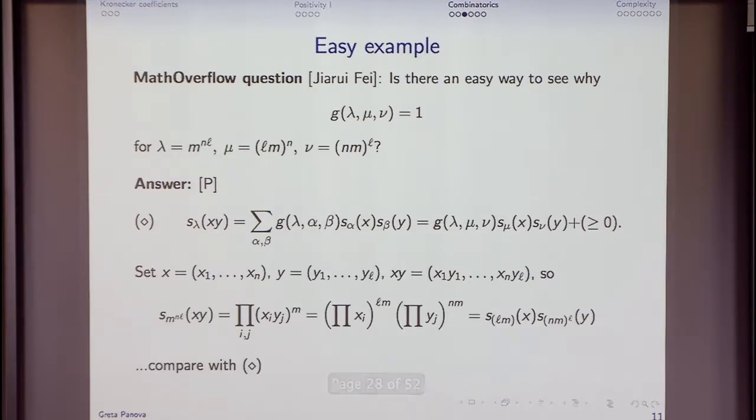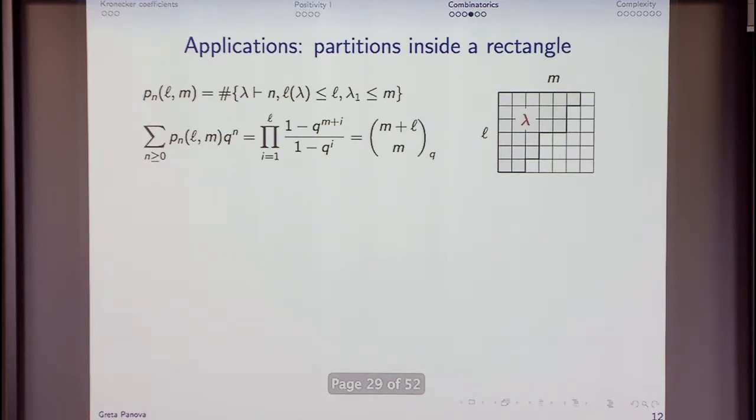Now I can limit the number of variables here: x1 to xn, and y is y1 to yl. Then this pairwise product has n times l variables, and if there is only one semi-standard Young tableau of this shape, m by n times l, with n times l variables, you actually get this guy, which is of course the product of these other rectangles, so it's equal to the product of these two Schur functions. Now, comparing with this formula, we get that the Kronecker coefficient has to be 1 in this particular case. And of course, one can play this game anytime you have as many variables as height, you already get some kind of control. Okay, so.